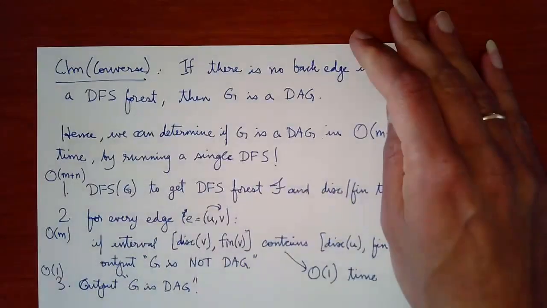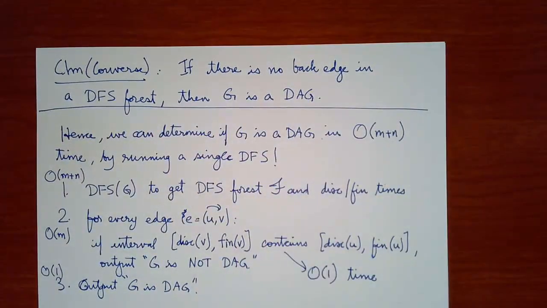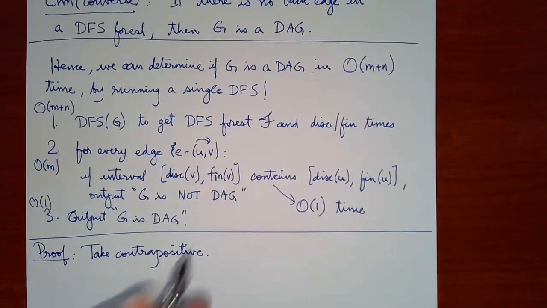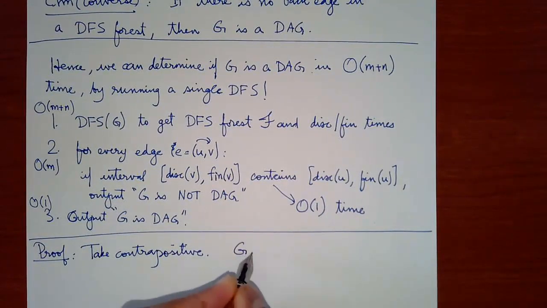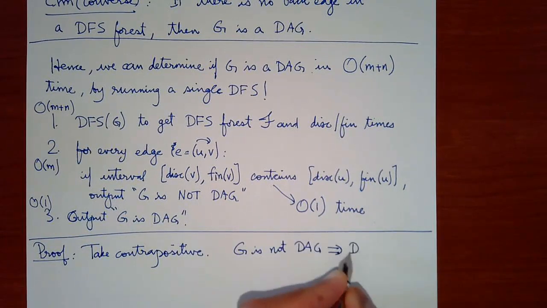All right. How do we prove this? Because this claim, the converse, is more challenging to show. It turns out that it's easier to prove the contrapositive. So we'll just take the contrapositive. What is the contrapositive? G is not a DAG implies the DFS forest has a back edge.